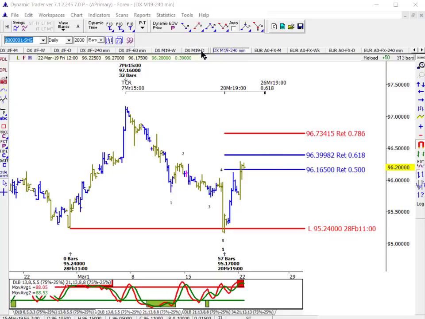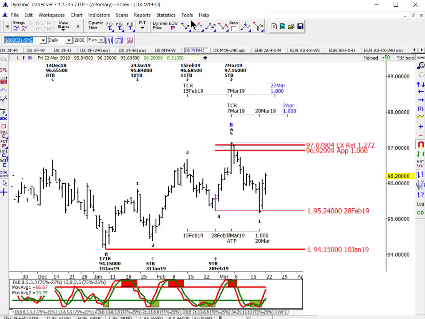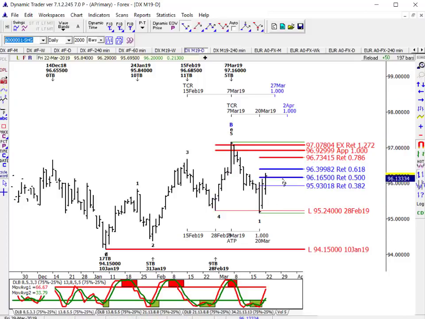What would void this idea that we're having, and let me put this on first: we're in the beginning stages of this major bear trend, this wave C correction. Well, one of two things. One thing would be a strong warning, another one would simply void it. The first warning would be, should the dollar make a daily close above the 78.6% retracement. That's at 96.73415 on the June contract.